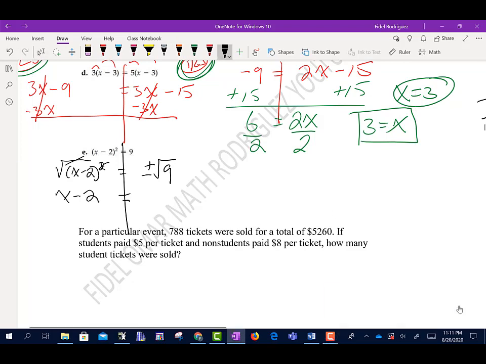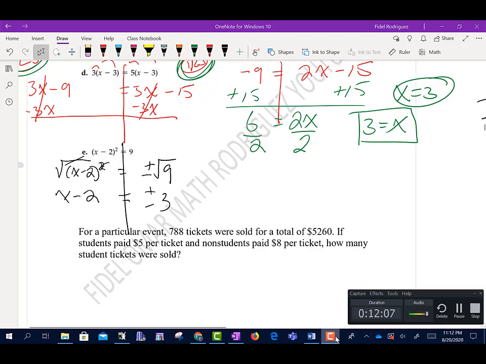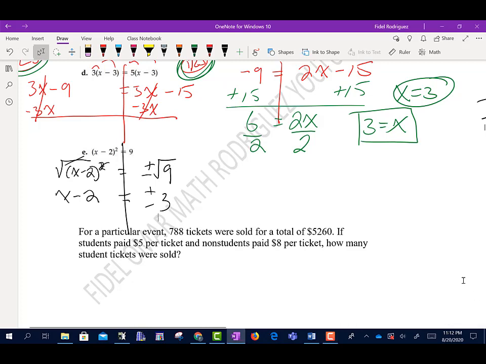Okay, so here I'm going to get plus and minus 3. All this means is that I'm going to have 2 equations, okay? One of them is going to be x minus 2 equals 3. The other one's going to be x minus 2 equals negative 3. Okay? So we're going to add 2 to both sides.